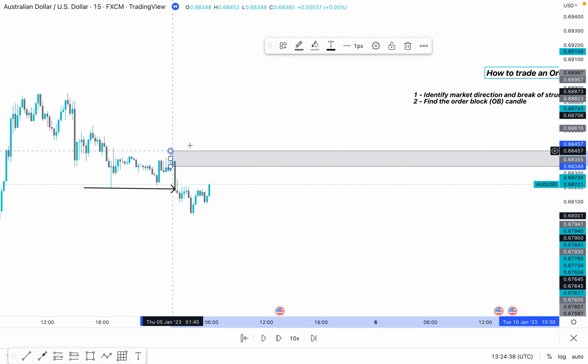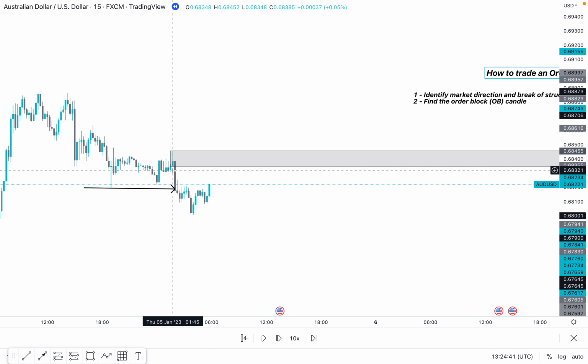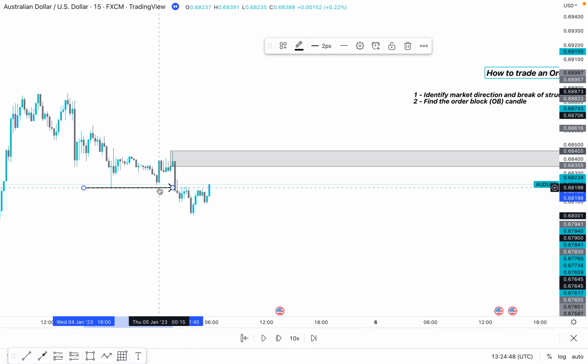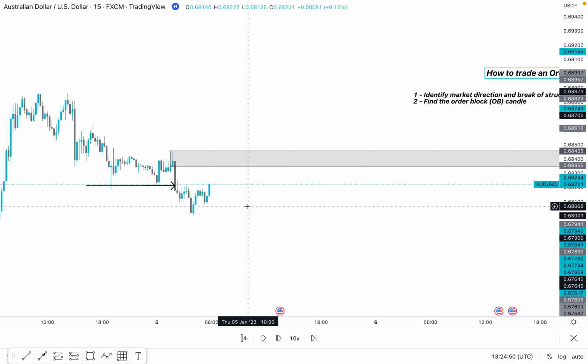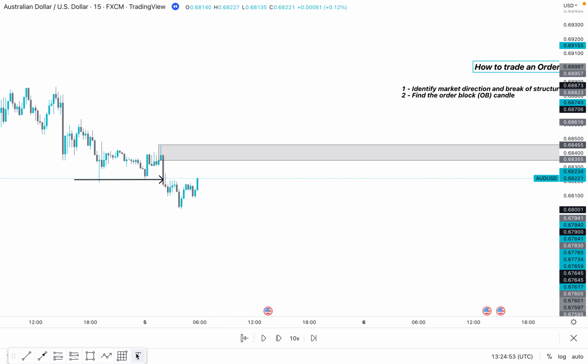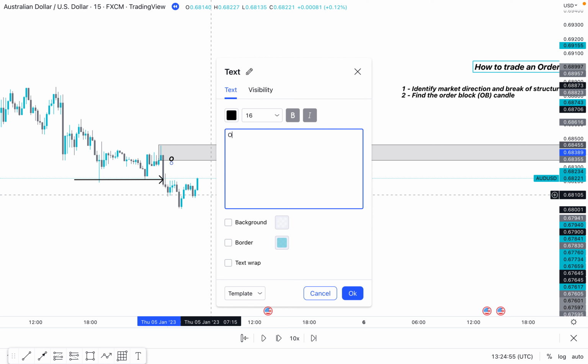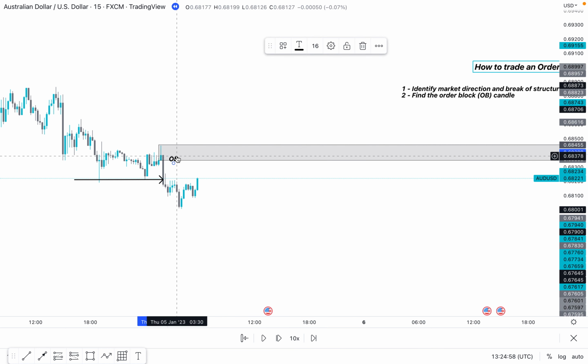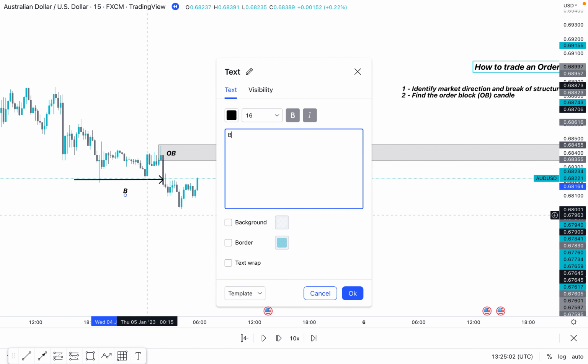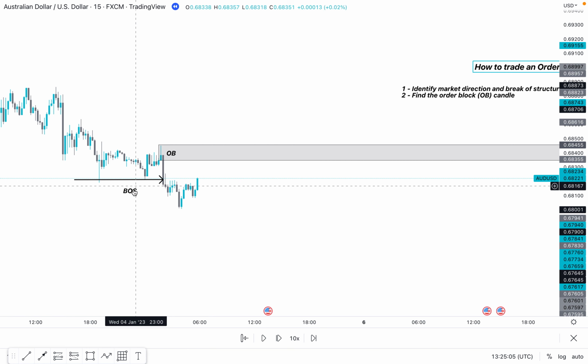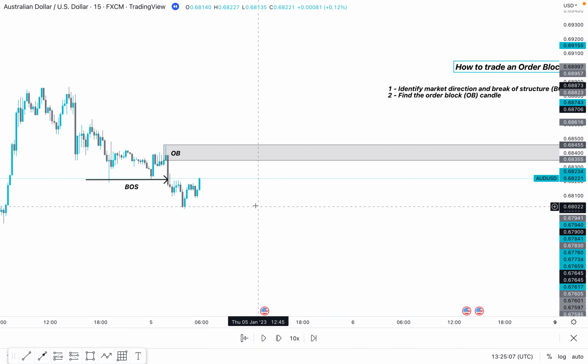So as you can see, this blue candle here was the last bullish candle before the bearish move that broke these two lows. That broke this structure in the market. So now that we have identified our order block and our break of structure, we can plan our trade. So we will be looking to enter this market around this area with a sell position.